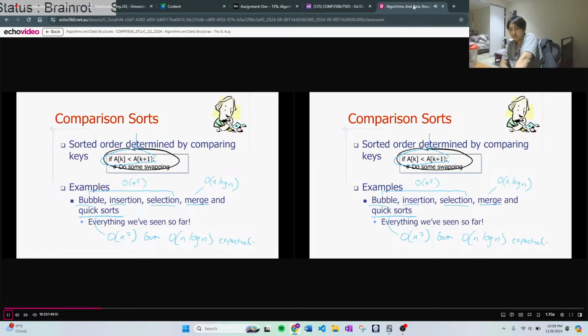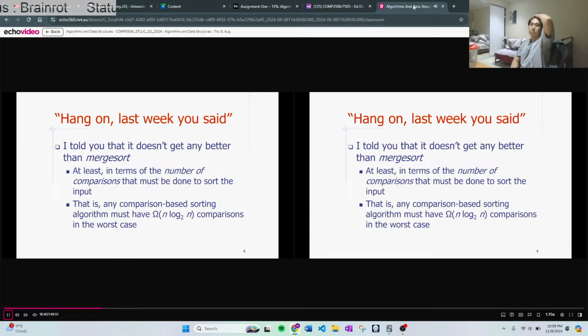Okay, so we've seen some sorting algorithms, but all of these have in common this idea of comparison, right? So last week I said something like, hey, you can't do better than merge sort. When I'm talking about better here, I'm talking about a comparison model where I'm interested in counting the number of times I have to compare element A and B. And last week I said merge sort is as good as you can do in terms of the number of comparisons that must be done to sort some input in the worst case, right?